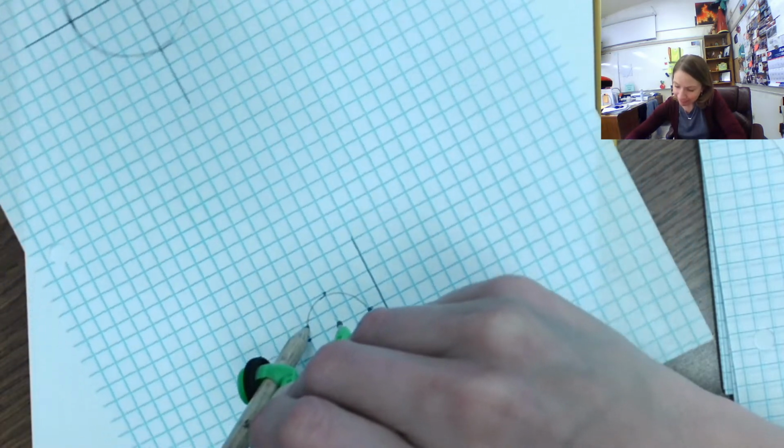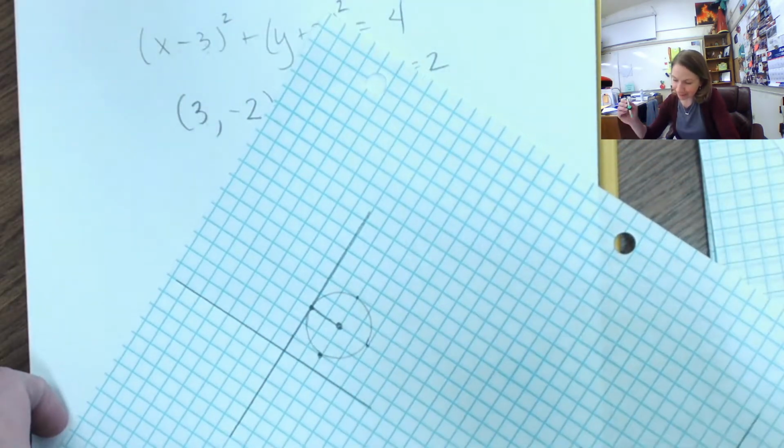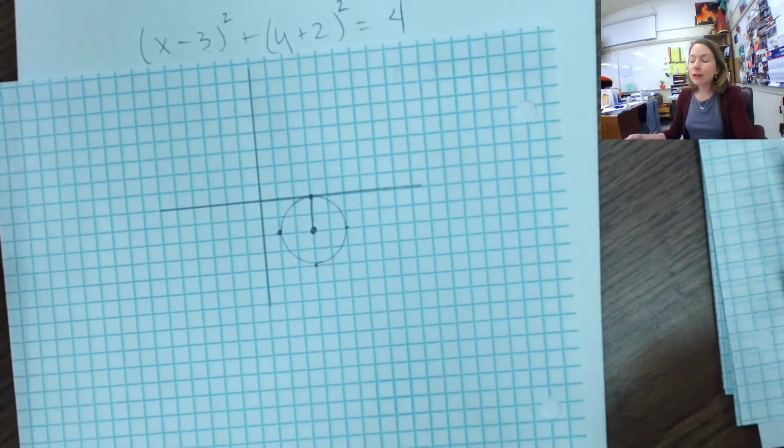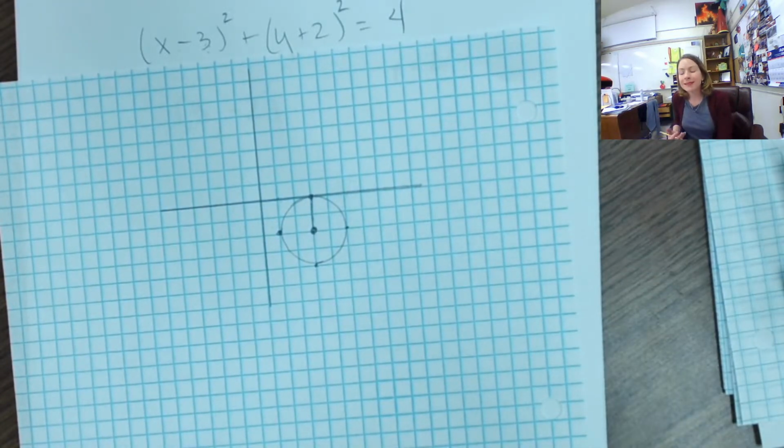It's fun. Look at that circle. Right, and once again, you're at home. You might not have a compass. That's okay. Just do your best and make some circles.